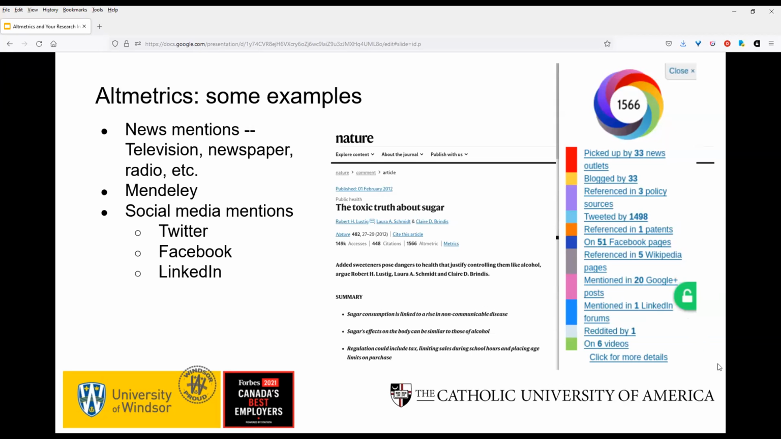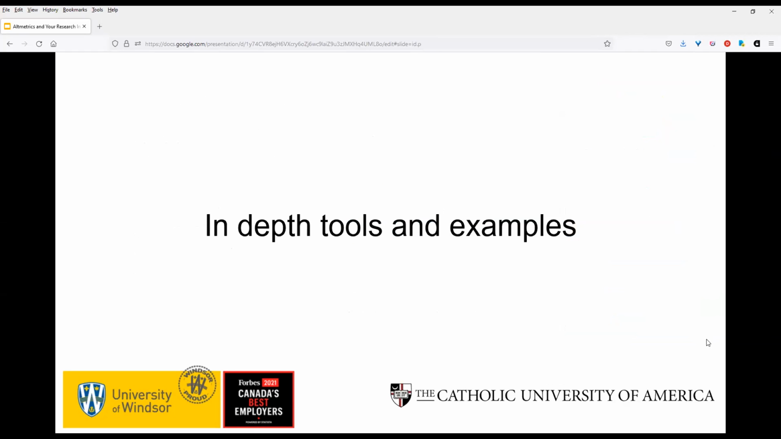So typically in here, you have news mentions. You have something like Mendeley, which incorporates some of this with its kind of social impact measures. And then I've mentioned the social media mentions on here as well. Next page. We're going to go into some more in-depth tools and examples next.